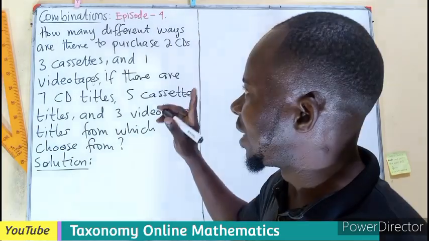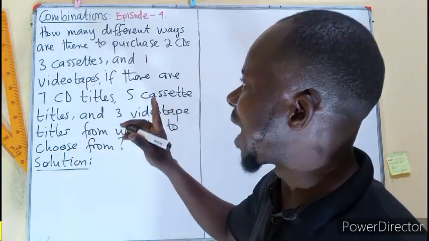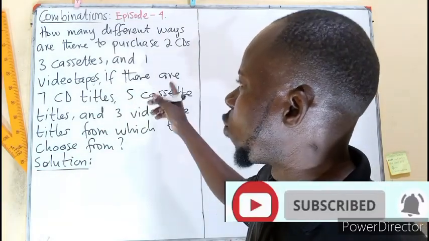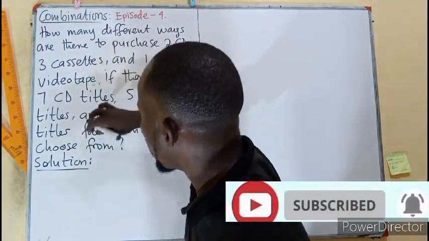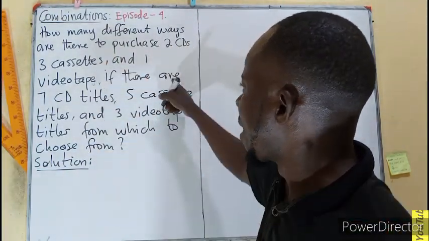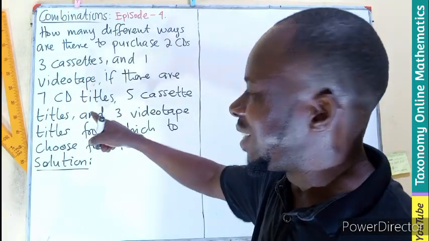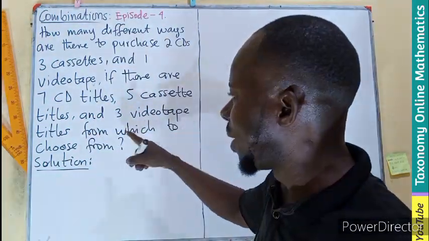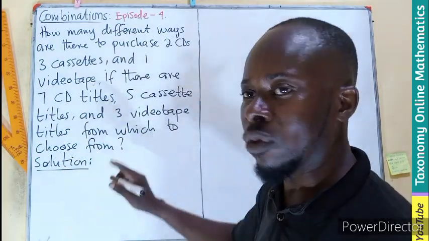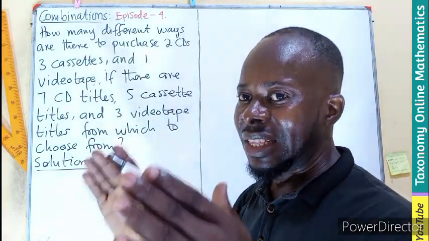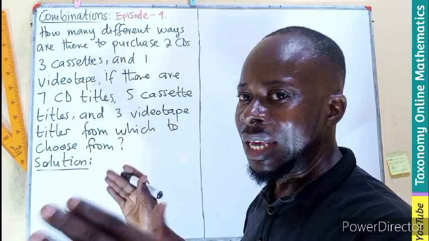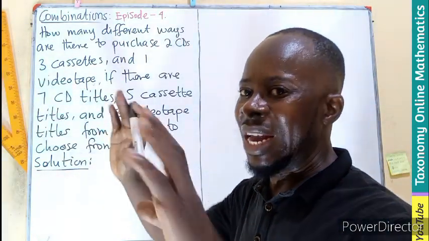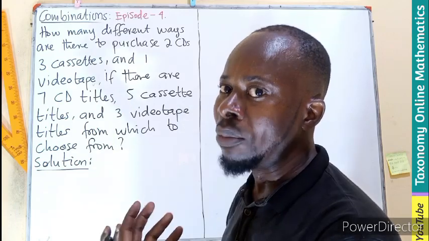In this episode, we are asked: how many different ways are there to purchase 2 CDs, 3 cassettes, and 1 videotape, if there are 7 CD titles, 5 cassette titles, and 3 videotape titles from which to choose? So here we have 3 different items, and each of the items has a pool from which we are selecting. It means we are dealing with them separately by combination.